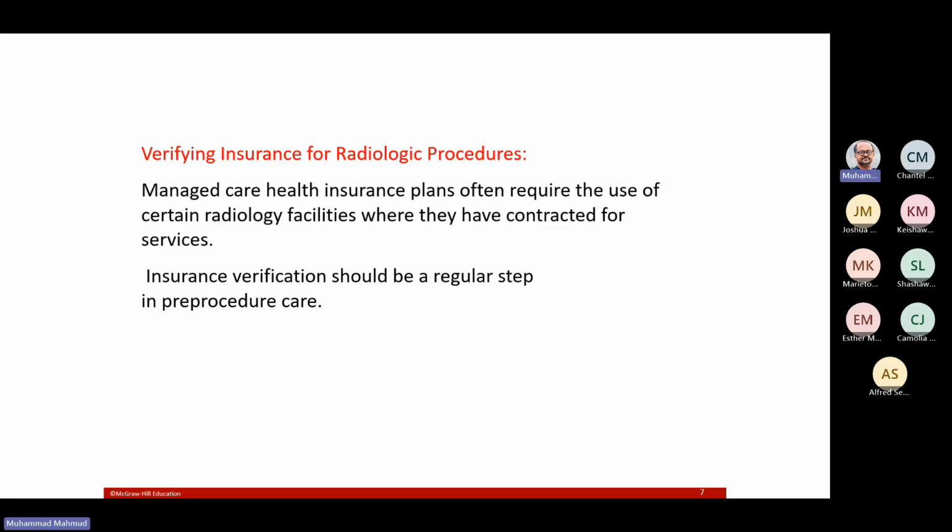Managed care health insurance plans often require the use of certain radiology facilities where they have contracted the services. Insurance verification should be a regular step in pre-procedure care.